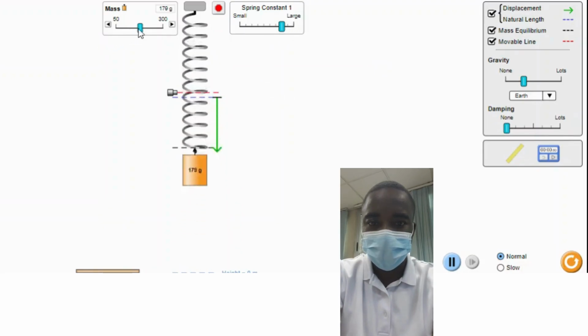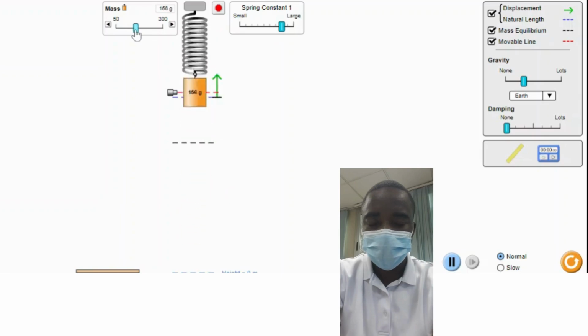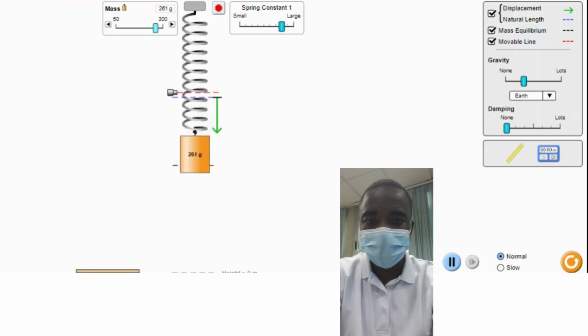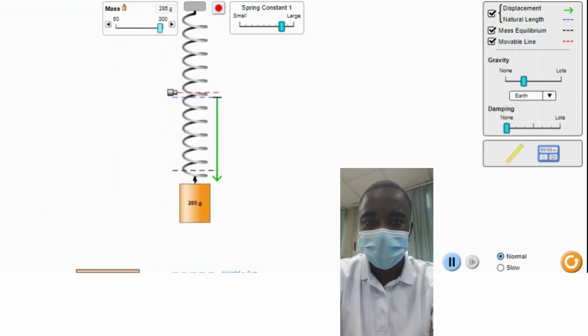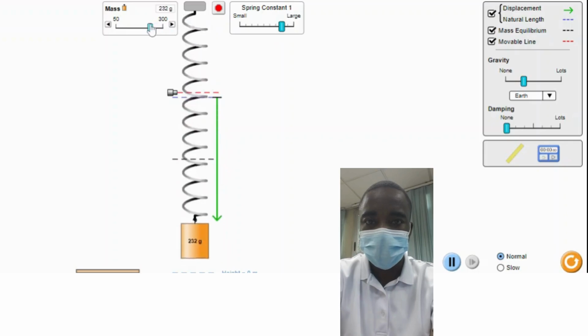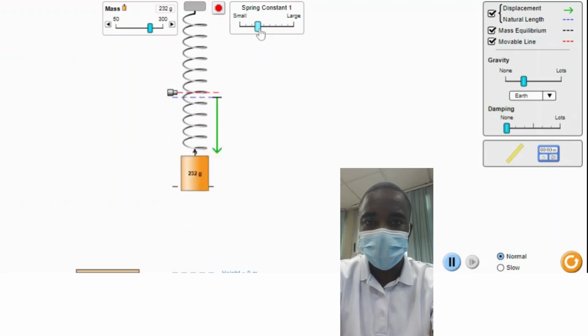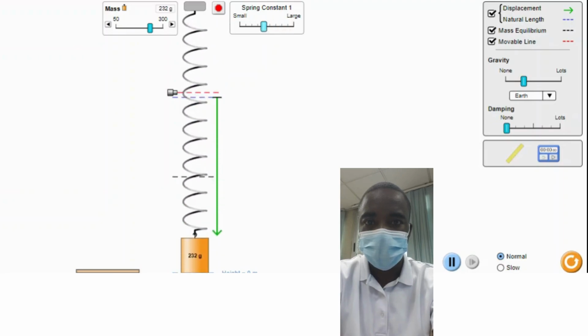The masses and springs simulation is a valuable tool for teaching and learning about the principles of oscillatory motion in mass spring systems. By providing an interactive, visual, and comprehensive platform, it helps students understand the factors that affect the period of oscillation, such as mass, gravity, spring constant, and spring length.